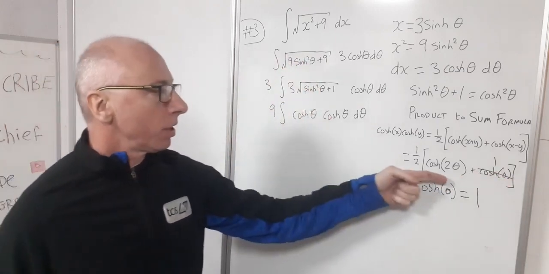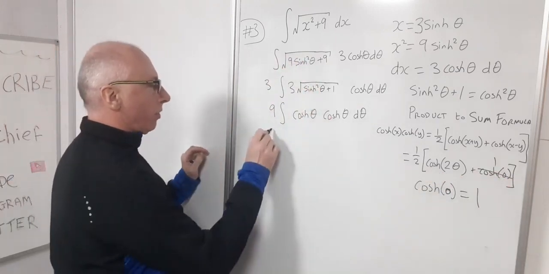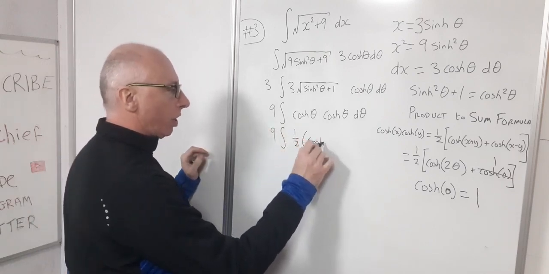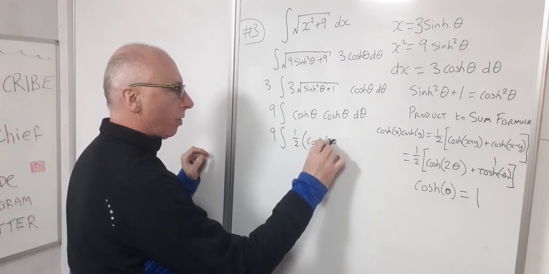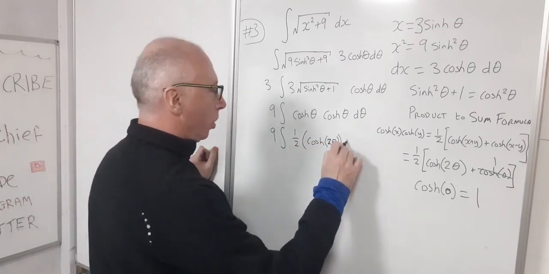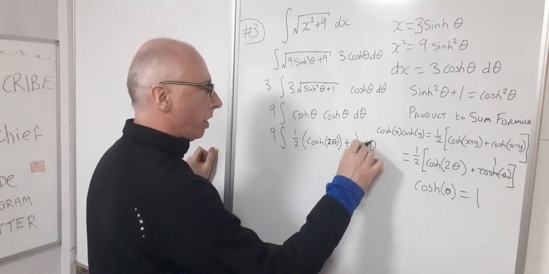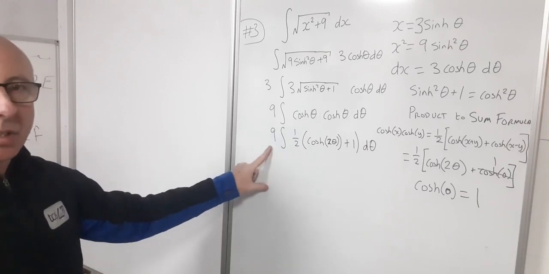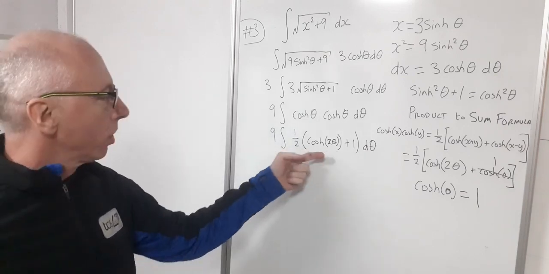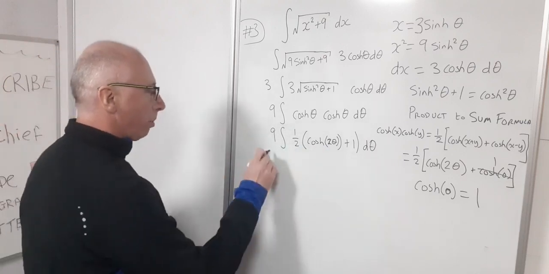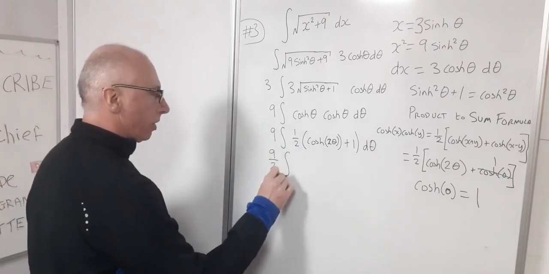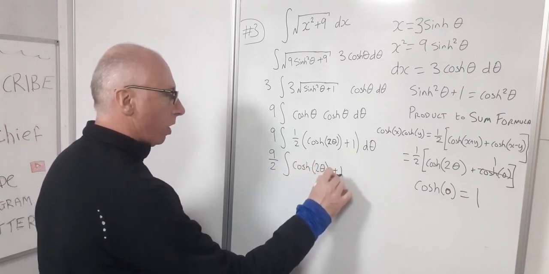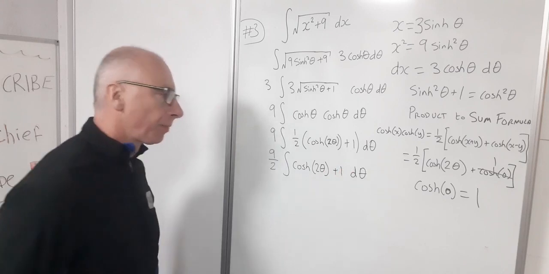So now our integral can take this form here. So I've got 9 times 1/2 of cosh of 2 theta plus 1, and then that's still d theta. We're still in terms of theta. So now the half can come out the front, and I've just got an integral now with cosh 2 theta plus 1, which is a nice simple integral for us to take care of. So 9 over 2 times the integral of cosh of 2 theta plus 1 d theta.